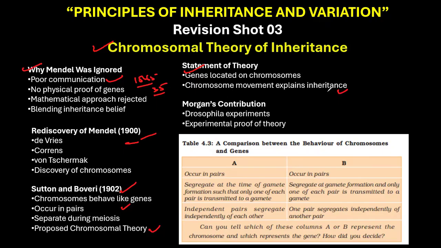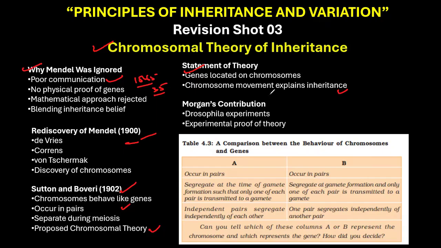Now, let us link this with Mendel's observations. Mendel said genes occur in pairs, and in the chromosomal theory of inheritance, chromosomes also occur in pairs. Mendel said alleles segregate, and homologous chromosomes also separate. Then there is independent assortment in Mendel's work, and independent alignment at metaphase 1 for the chromosomes.